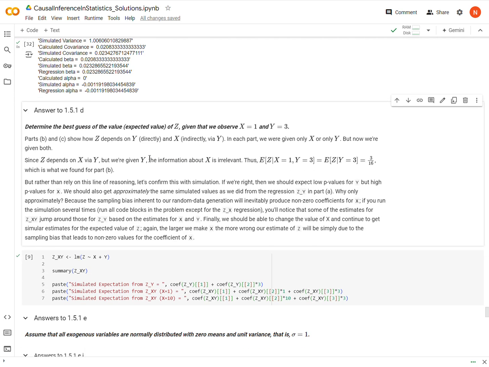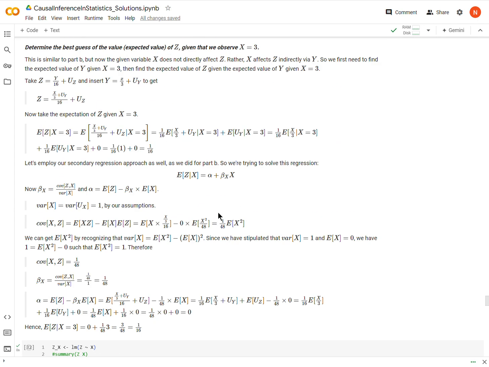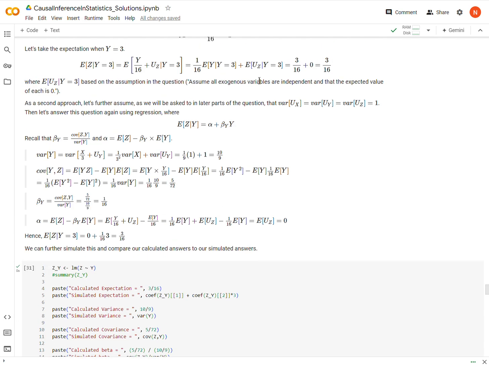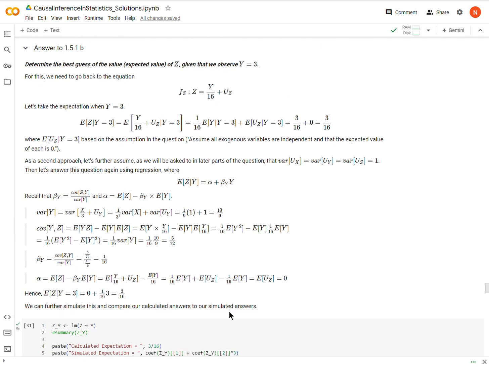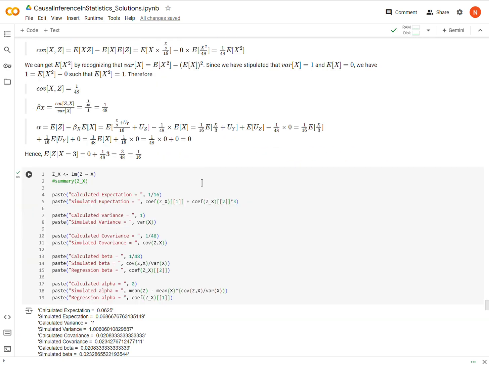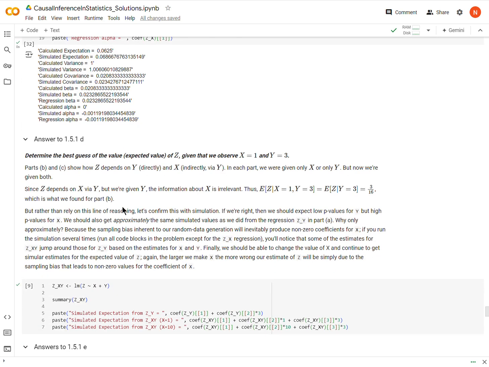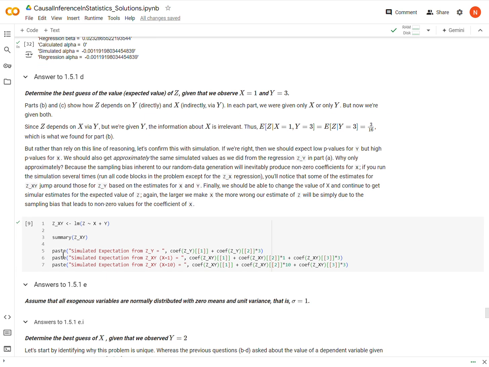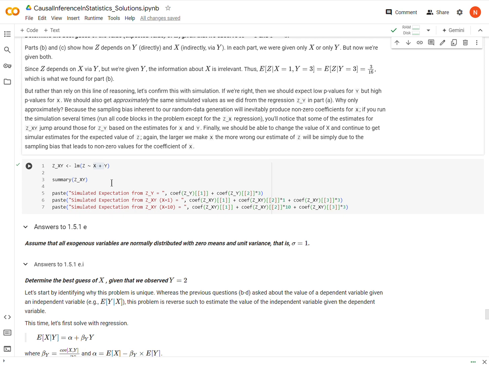Okay, so since we already found the expected value of z given y equals 3 here in part B, and that value is 3/16, we should obtain the same value for this problem here. Rather than go through all of the math for it, I'm just simply simulating it. So now I have a simulation of z with x and y. And again, we expect this to be about 3/16.